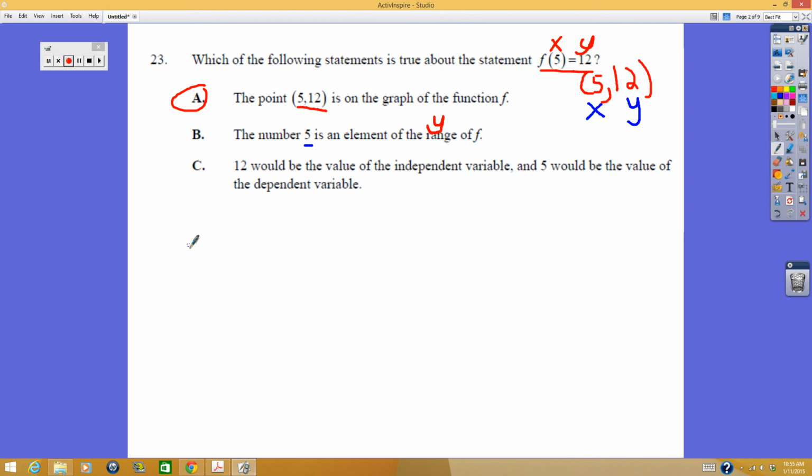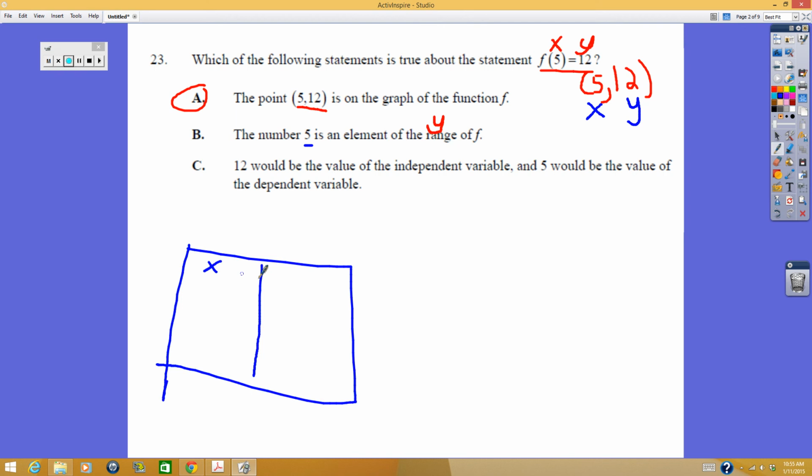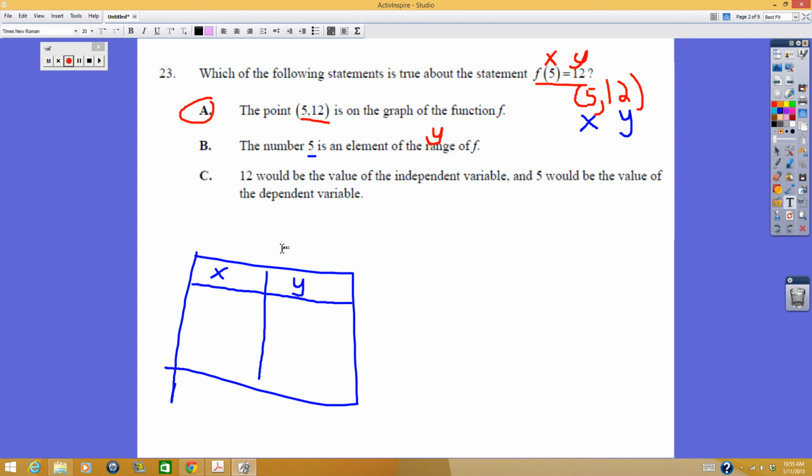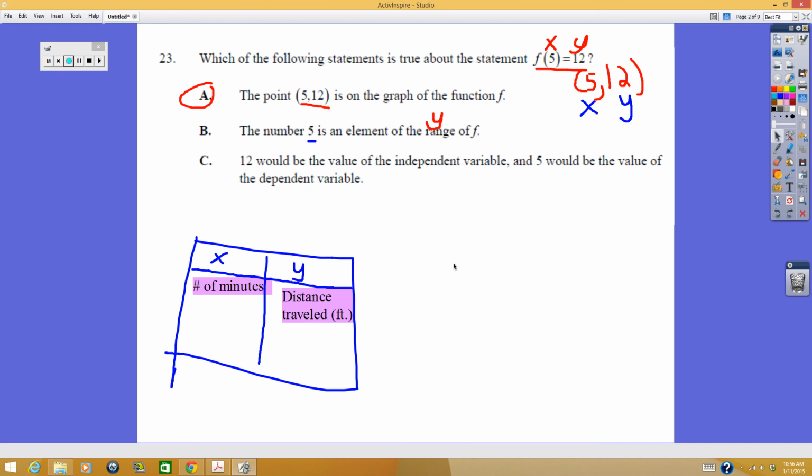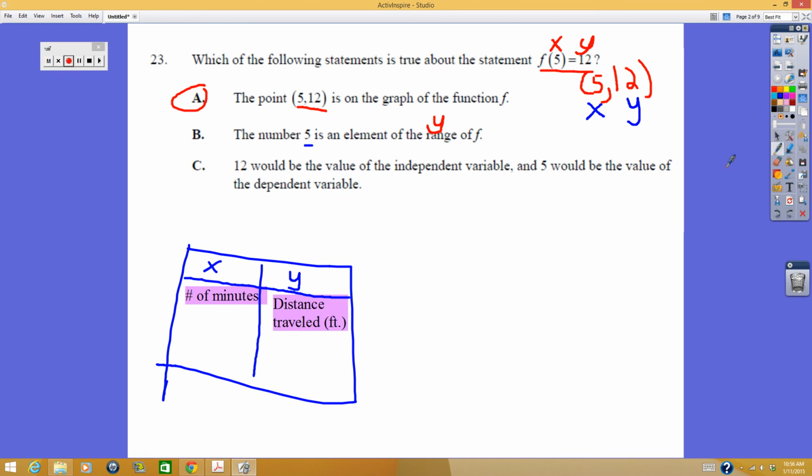So if you have a table, this is beautiful. X, Y, and I'm just making stuff up, but like, I don't know, number of minutes would be your X, and distance traveled in feet. So let's say we had these numbers down, and the X value was 5, and the Y value was 12.